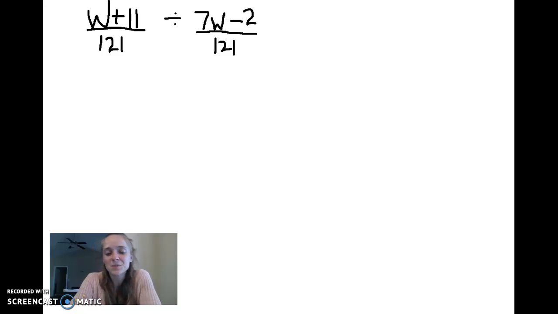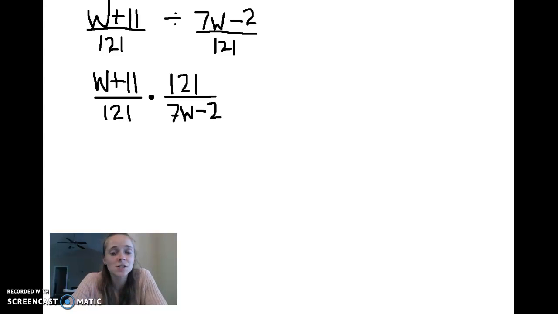Hi, I figured we could go ahead and walk through the problem that's showing up in your homework. This problem is asking you to divide the fractions and simplify as much as possible. You already know that if you're dividing fractions, you can change it to a multiplication problem by taking the second fraction, flipping it, and then multiplying.